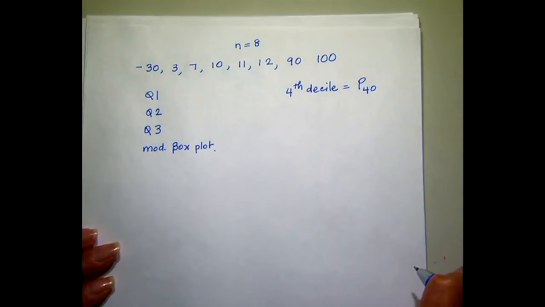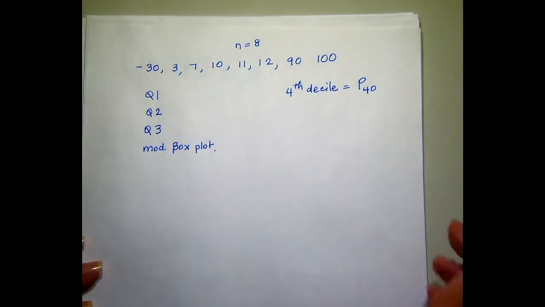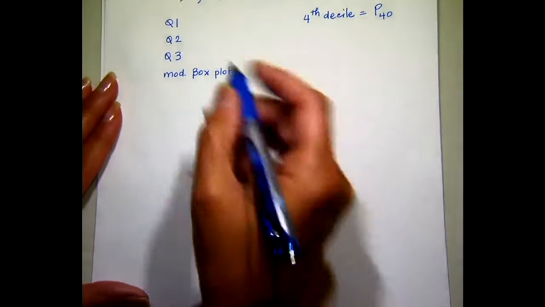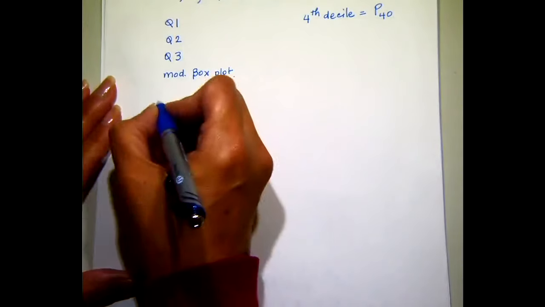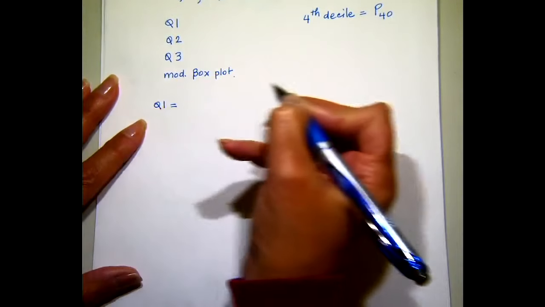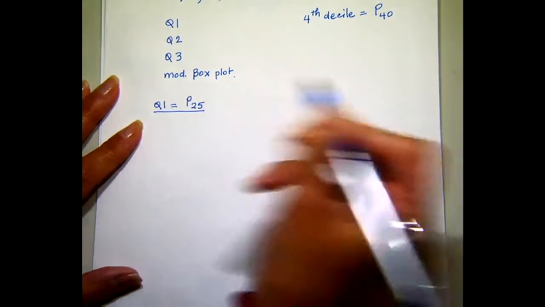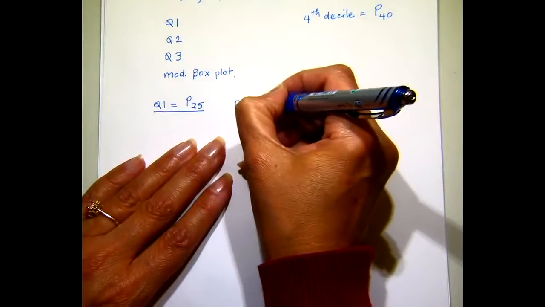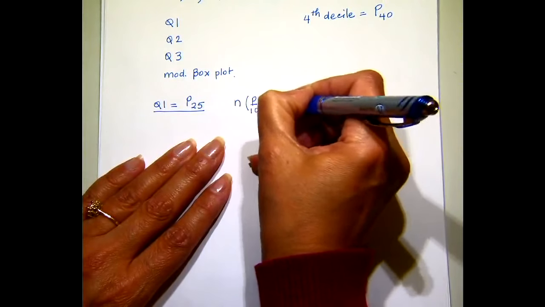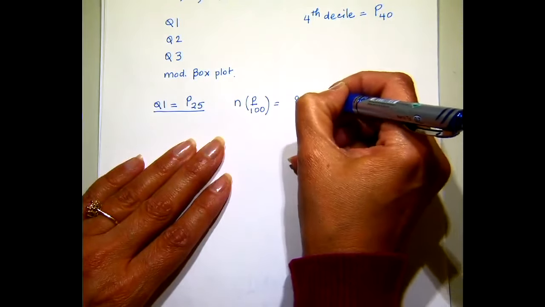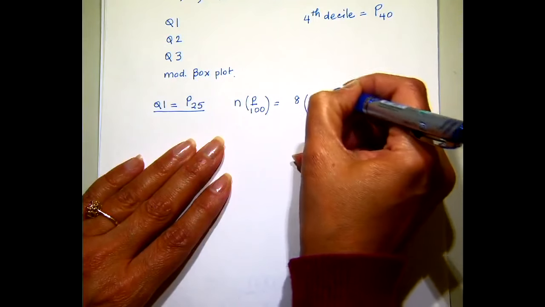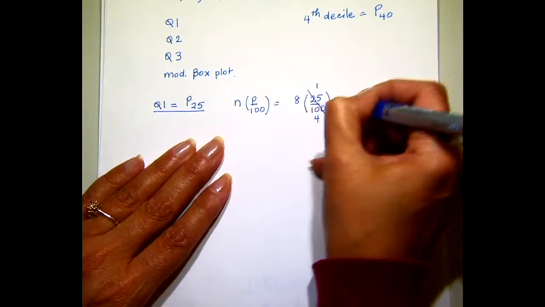Should I give you a chance or should I just do it? Do it? I should do it? Okay, I'll be happy to do it. So I have 8 data points. The first one I'm looking for is the first quartile, which is P25. So I'm going to take N times P over 100. So this is 8 times 25 over 100, or 1/4, right? So this gives me 2.